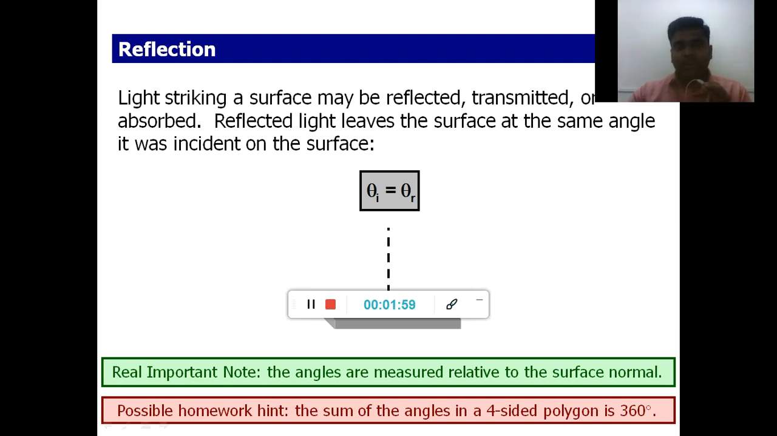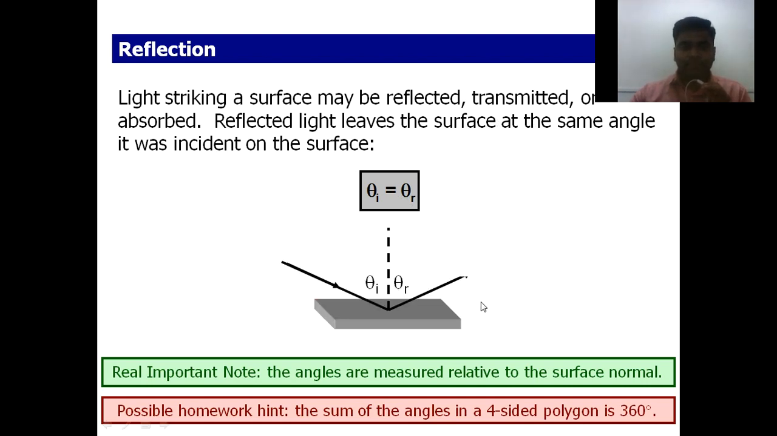Here the reflected light leaves normally. The reflected angle is equal to the incident angle, so it is called theta I equals theta R. The reflected light leaves the surface at the same angle at which it was incident on the surface. That's why it is called theta I equal to theta R. So how is it possible?